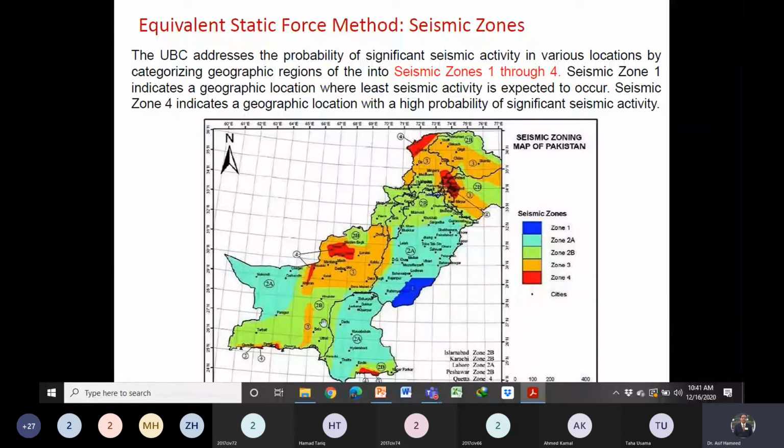So in zone 4, there is high probability of large magnitude of earthquake. And in zone 1, there are fewer chances of earthquake. If there is an earthquake, it will be of small magnitude. So geographical regions have been divided into different seismic zones, and for Pakistan these zones are 1, zone 2A, zone 2B, zone 3, zone 4. Okay. So these are the seismic zones of Pakistan.